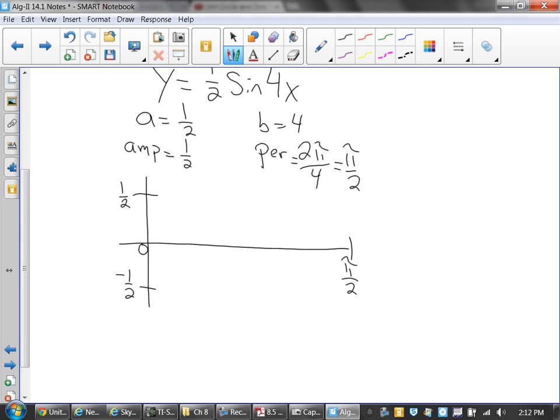So now it's just a matter of finding some breakpoints. What's half of pi over 2? Pi over 4. What's half of pi over 4? Pi over 8. And then what's between pi over 4 and pi over 2? 3 pi over 8. Again, that's going to be the trickiest part for you guys, is to get your half points.